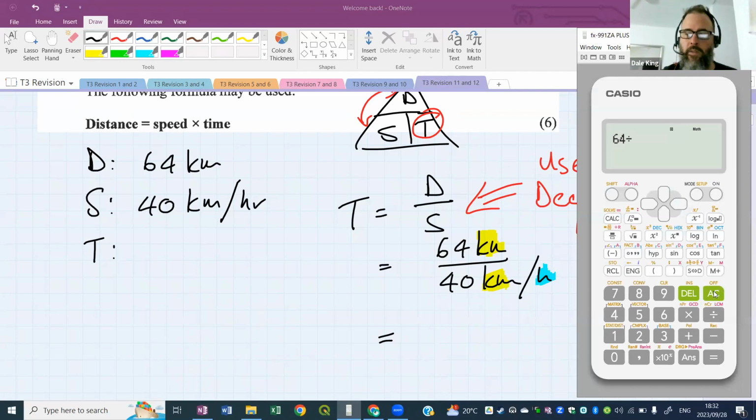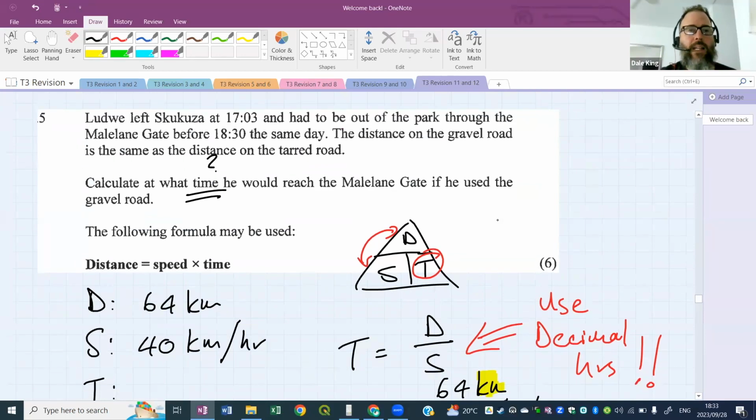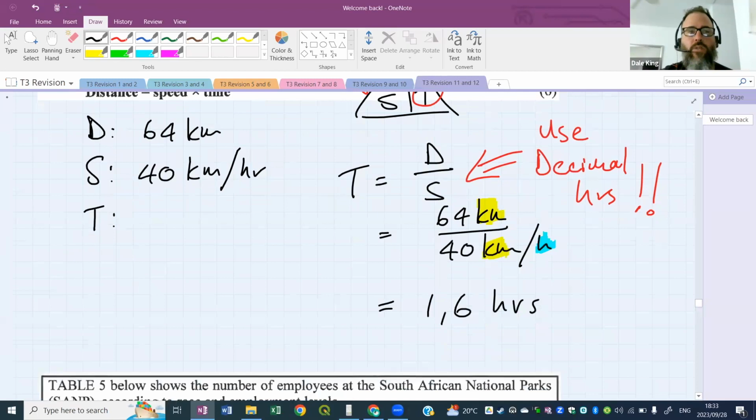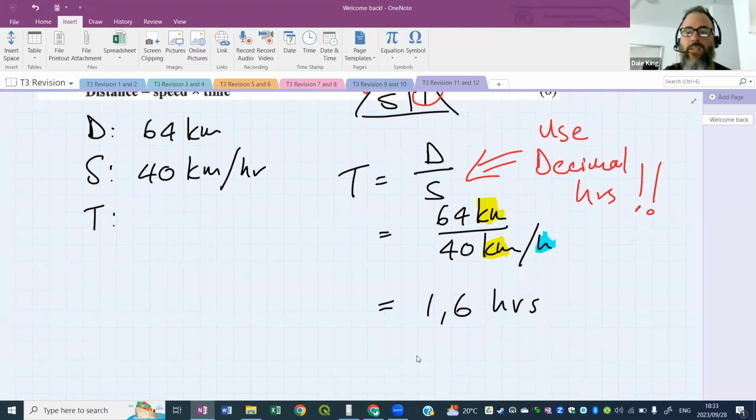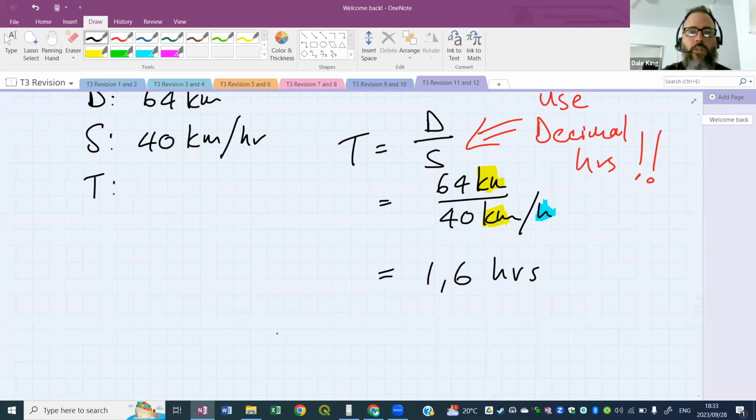Okay. So 64 divided by 40 gives us 1,6. There we go. 1,6 hours. Now, what does the question say? Calculate at what time he will reach the gate. So we actually have to change this into hours and minutes. We need to work with hours and minutes here, because 1,6 hours is not in hours and minutes format. So what we do is we say, this is the same as 1 hour and also 0,6 of an hour. But we need that 0,6 to change into minutes. So what do we do with that 0,6? Can anyone tell me what I do with the 0,6 to change it into minutes? Anybody?